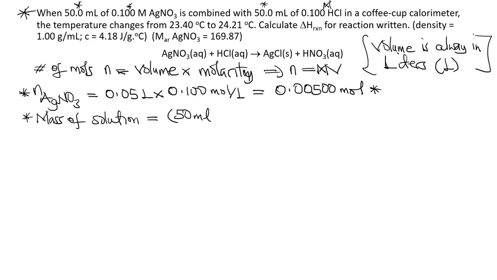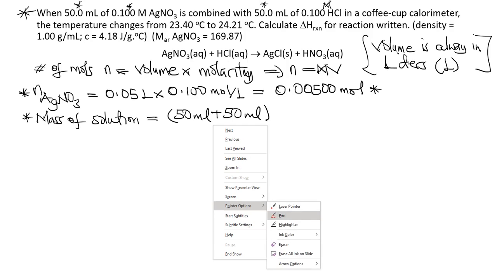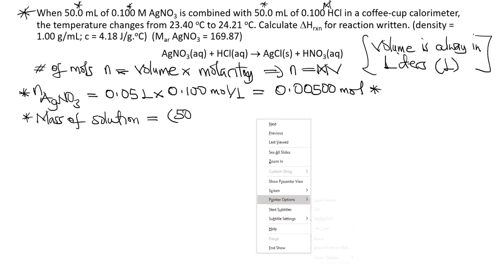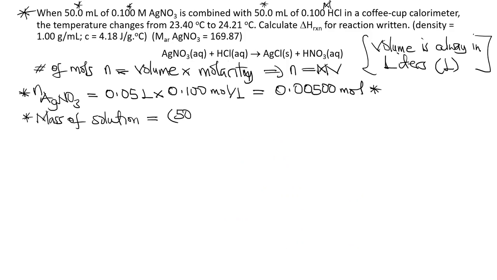So we have 50 milliliters of silver nitrate plus 50 milliliters of HCl. So 50 milliliters of AgNO3 plus 50 milliliters of HCl gives us 100 milliliters. This times the density, which is 1.00 gram per mL. So we see that our mass is 100 grams.